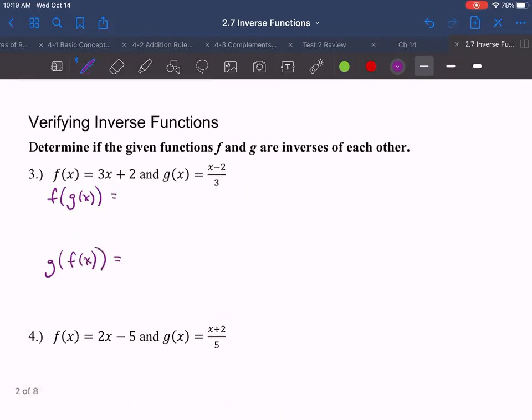So we're going to check to see if the composition of the functions equals x. In other words, that's what we're checking. If they equal x, then they are inverses of each other. If they do not, then they are not inverses of each other. So go ahead and start giving those ones a try.